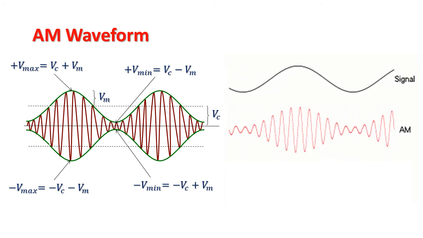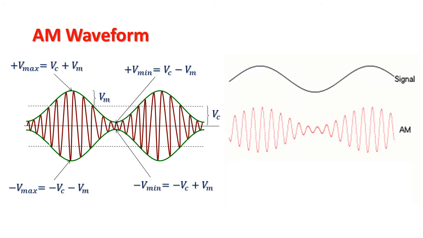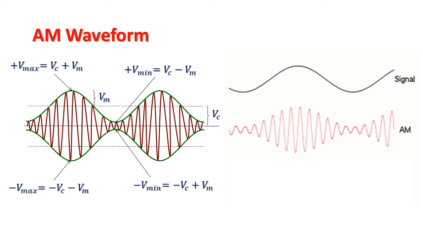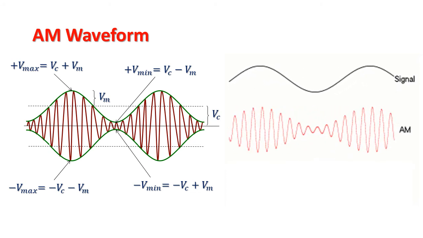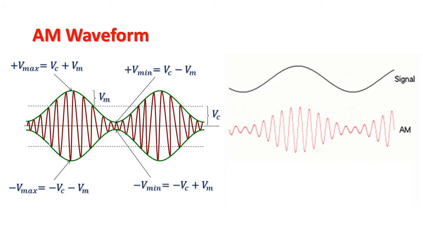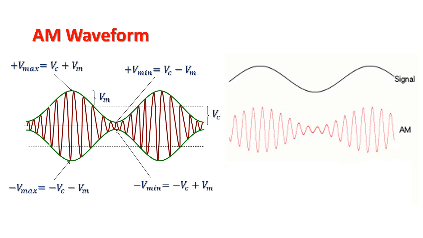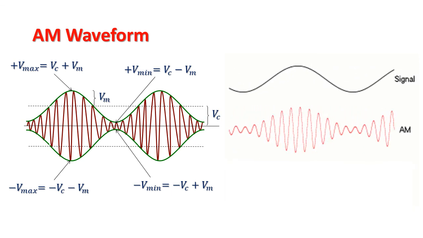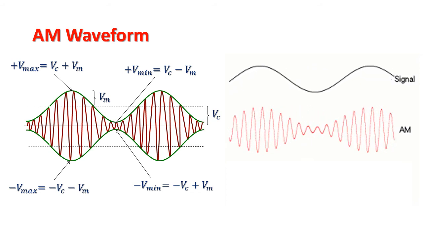The maximum peak amplitude of this wave is equal to the peak amplitude of the unmodulated carrier voltage plus the peak change in the amplitude of the output waveform voltage, or simply the peak amplitude of the modulating voltage. The minimum peak amplitude of this wave is equal to the peak amplitude of the unmodulated carrier voltage minus the peak change in the amplitude of the output waveform voltage, or simply the peak amplitude of the modulating voltage.